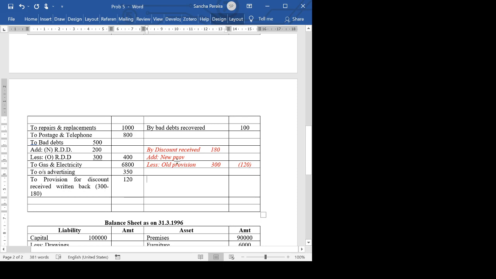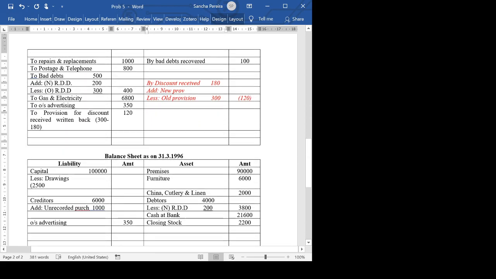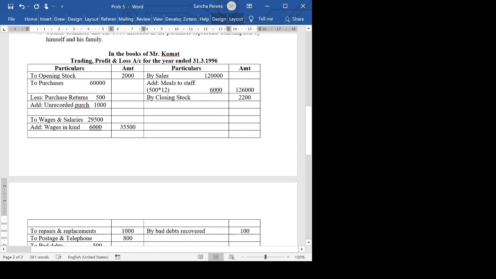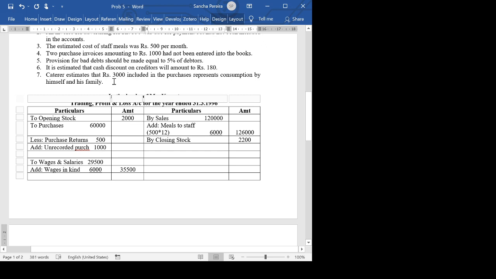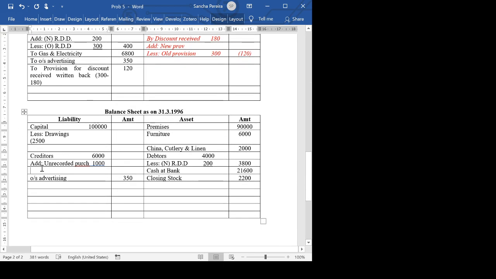So that's why I didn't want to discuss it earlier, because it would have created a confusion if I had spoken about this earlier. So this 300 comes only once. This discount received in the adjustments. It is estimated that cash discount on creditors will amount to rupees 180. They have not received it, but they are hoping to receive it. So it's outstanding. So this one we can still take. So from the creditors, I'm going to say less discount received or receivable, which is 180.